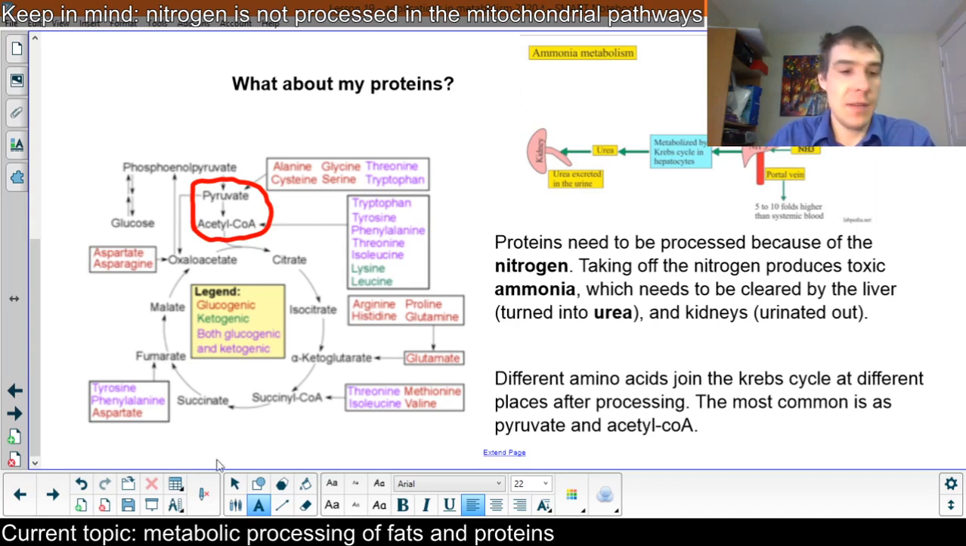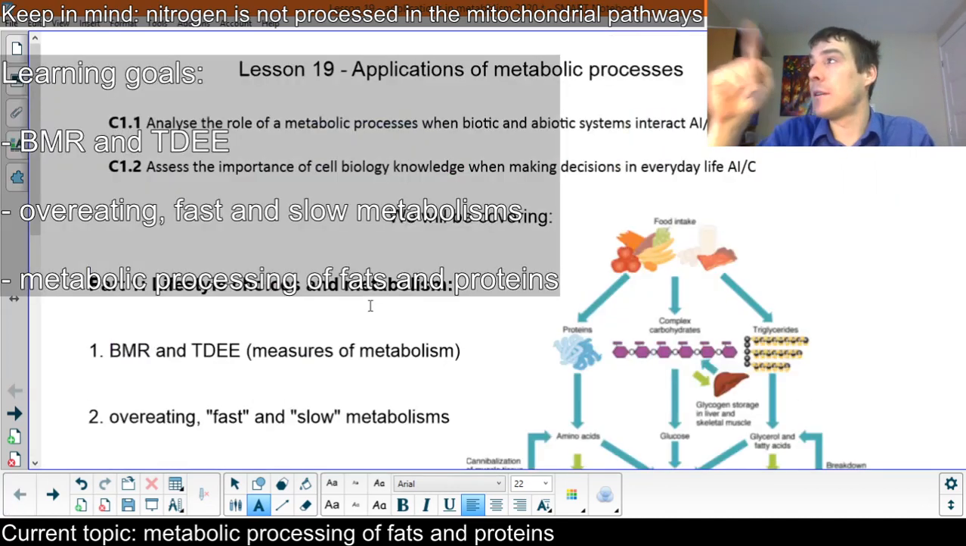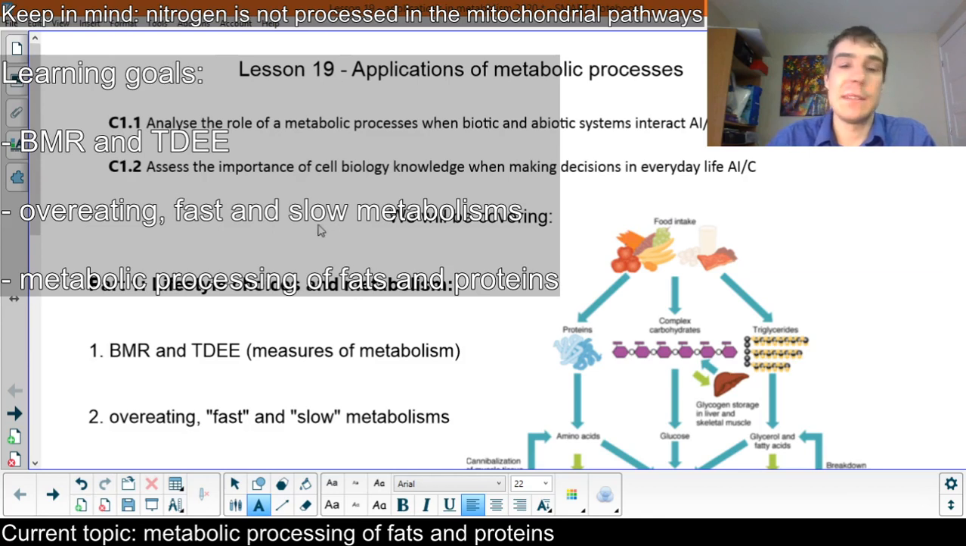That's it. So just a quick review. We've talked about BMR and TDEE and the difference between them. We've talked about fast and slow metabolisms and some of the different variables between humans that make metabolisms fast and slow. And we've talked about how fats and proteins get metabolized. Beta oxidation for fats, and ripping off that nitrogen for proteins and having to create urea to process it into urea to pee it out.